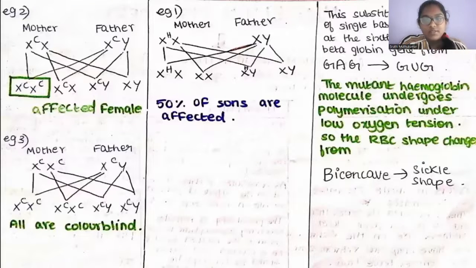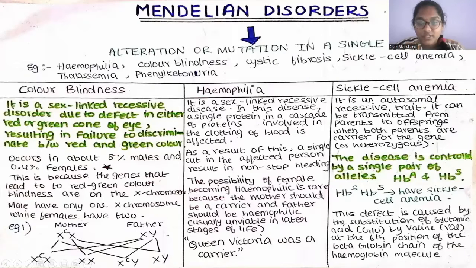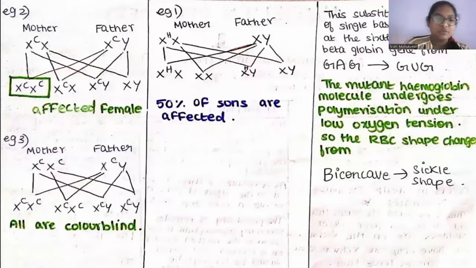So from the substitution here, as you can see, it's caused by the substitution of glutamic acid, GLU, by valine at the 6th position of the beta globin chain. I just showed you what a beta globin chain is, in the hemoglobin molecule. The substitution takes place from glutamic acid to valine, and this is because of a single base substitution, just a single base, that is this A. GAG becomes GUG, A becomes U. That is the only change that takes place. Single base substitution, and you can also call this a point mutation, just a mutation in a single base.